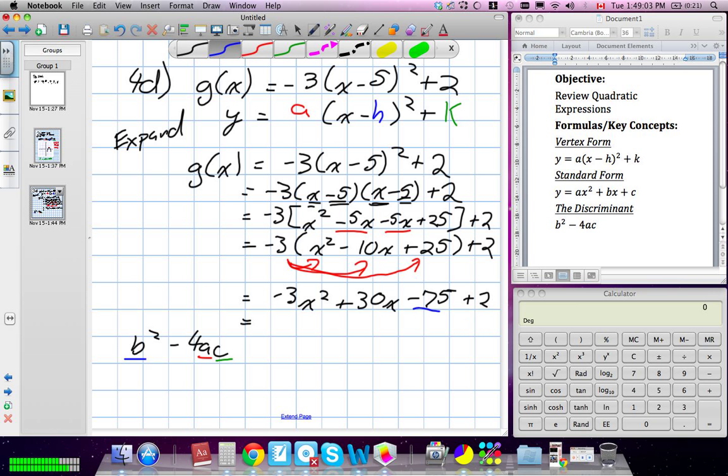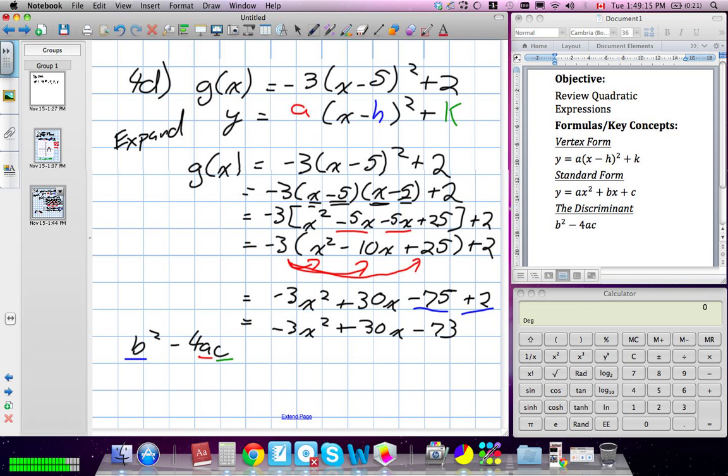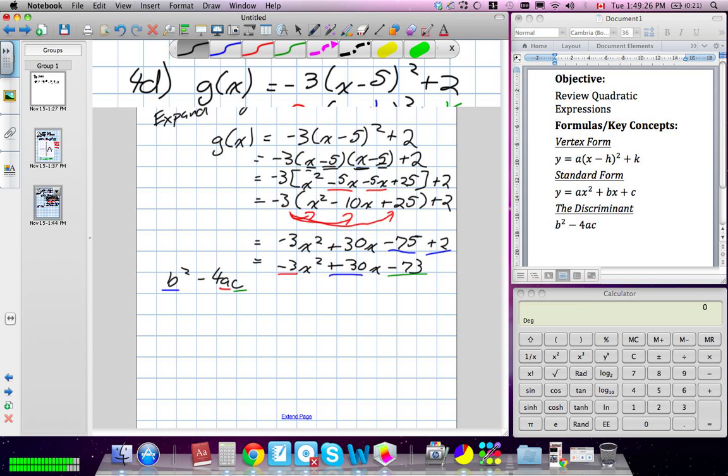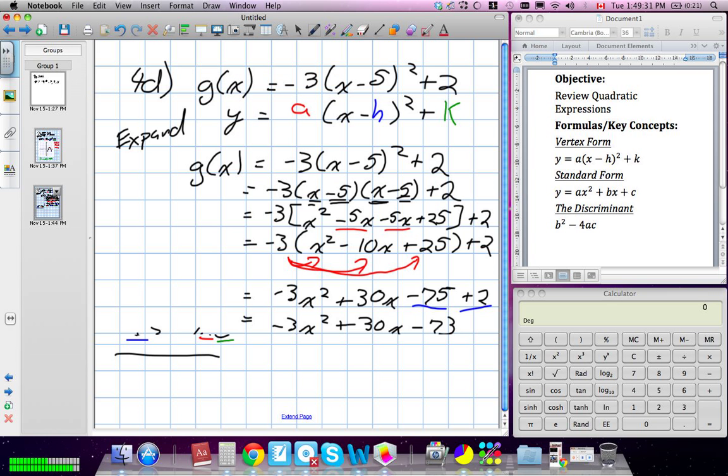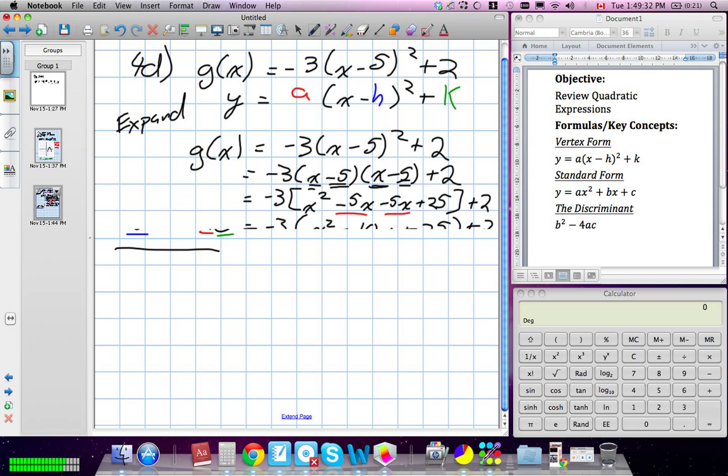Now I have an A value, which is negative 3, a B value, which is positive 30, and a C value, which is negative 73. I now plug that into our discriminant. Change our view here. So now with the discriminant, our B will be 30 squared. Subtract 4 times A is negative 3 and C is negative 73.